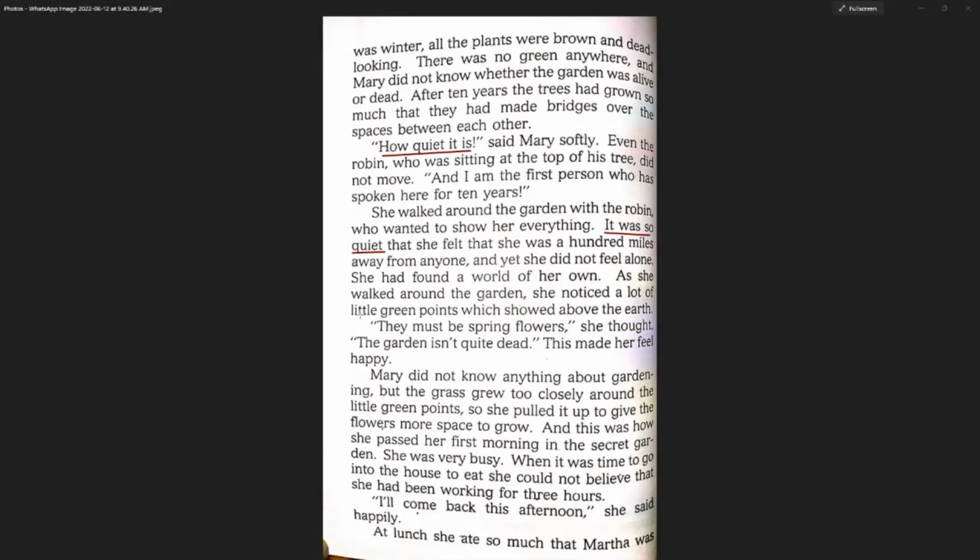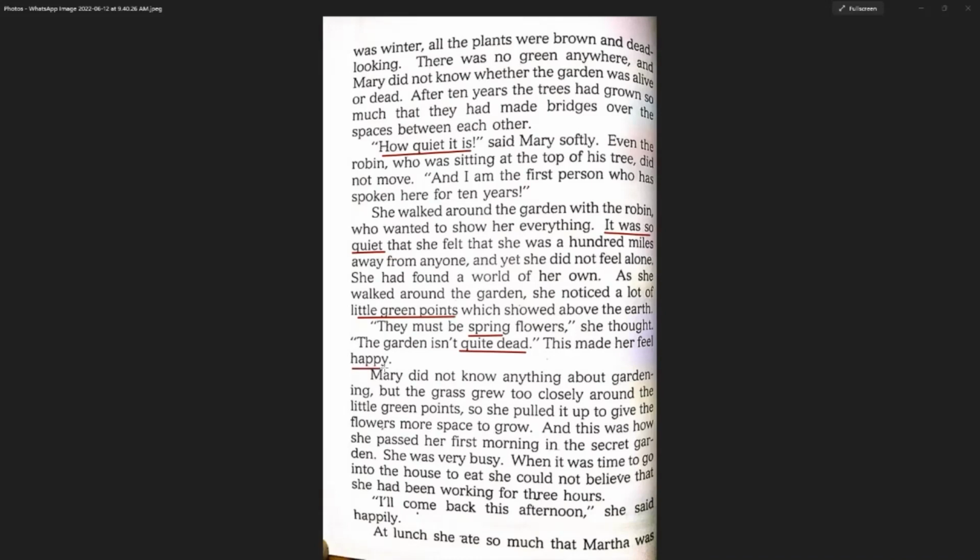So she sees some little green points which showed above the earth. They must be spring flowers. Underline spring. Spring is the new hope, new beginning, right? New era, she thought. The garden isn't quite dead, right? It isn't quite dead. This made her feel happy.